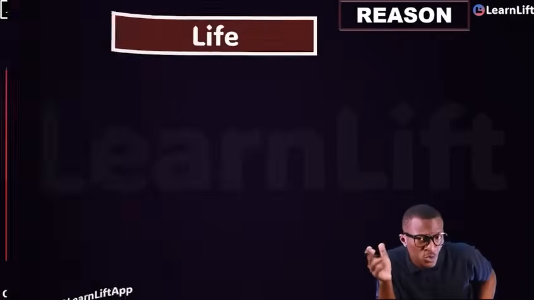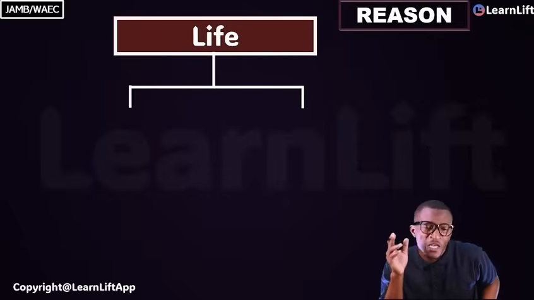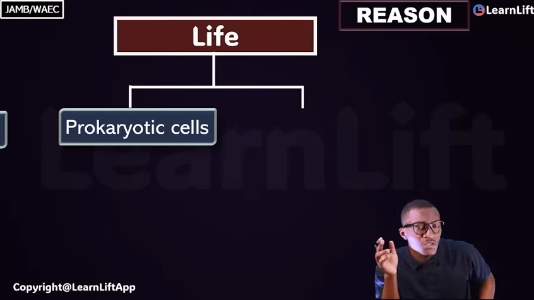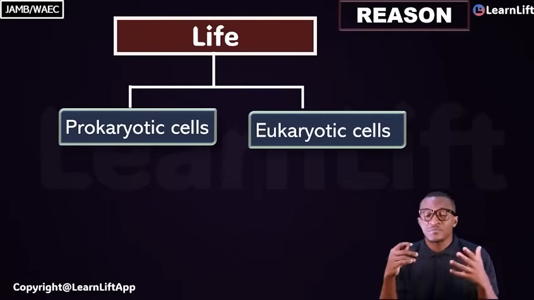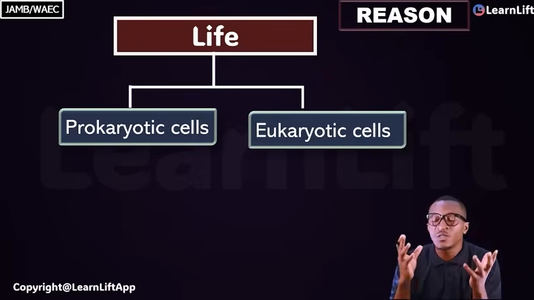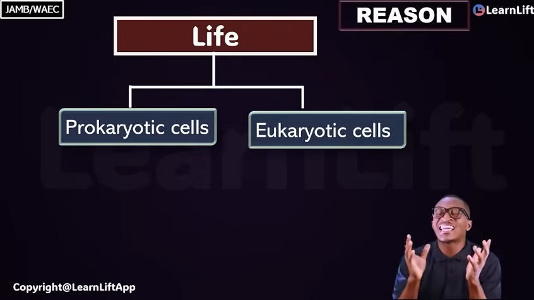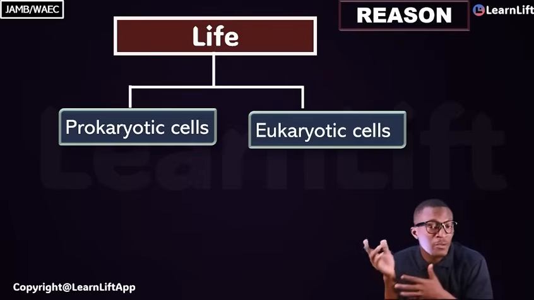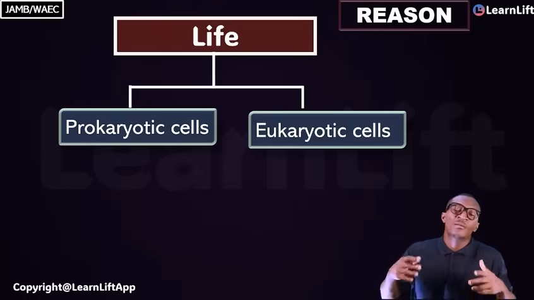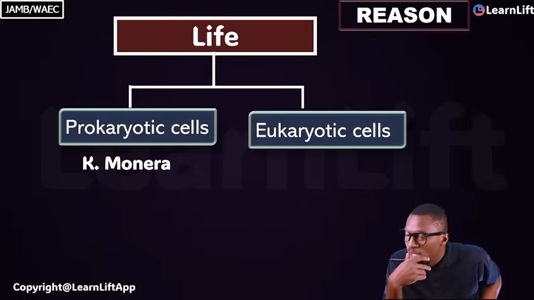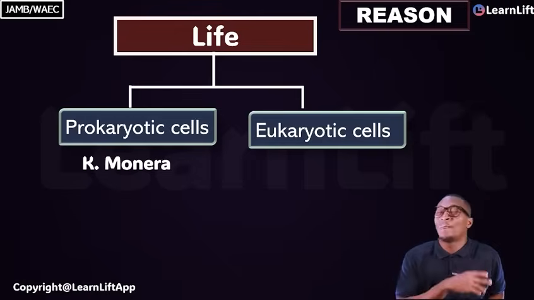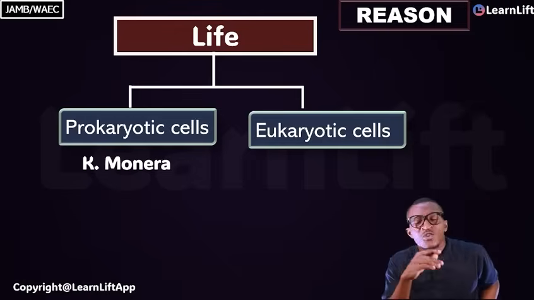Let me explain that to you. We say that life is divided into 2. Either you are prokaryotic cells, or you are eukaryotic cells. We explained that before. Prokaryotic cells are cells that lack a nuclear membrane. Any cells that lack nuclear membrane are said to be prokaryotic, while those that have nuclear membrane are said to be eukaryotic. Under the prokaryotic, we have one kingdom, which is the kingdom Monera. What are the members of the kingdom Monera? Your bacteria. While under your eukaryotic, we have 4 kingdoms.